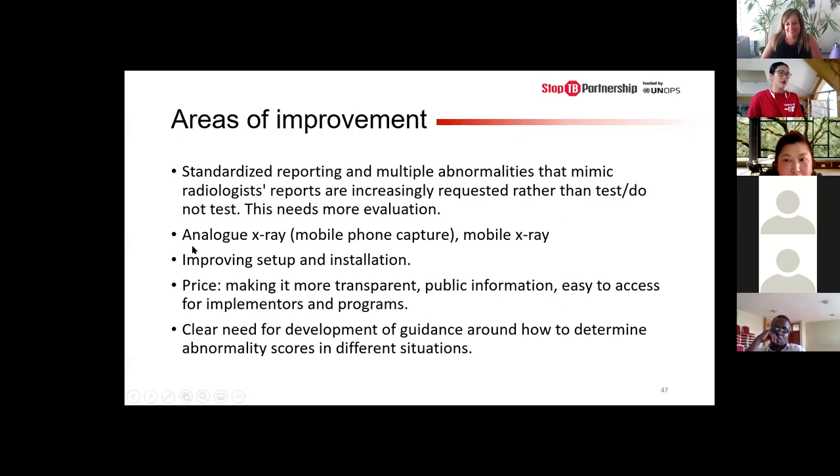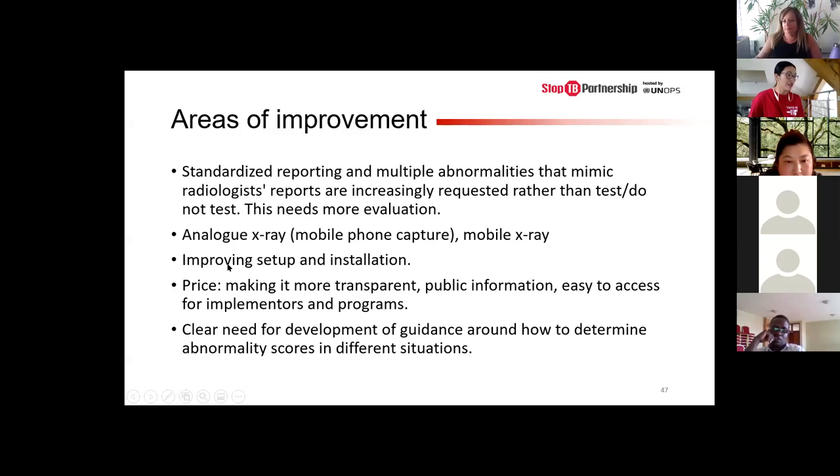All of the CAD products that we have included here are using digital X-ray. There is some R&D in the analog X-ray space that uses mobile phone capture, and also some R&D in the mobile portable X-ray space, but there has yet to be an evidence study.